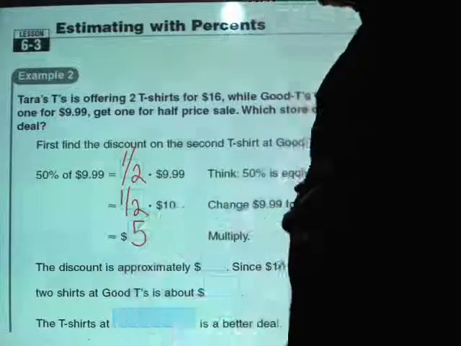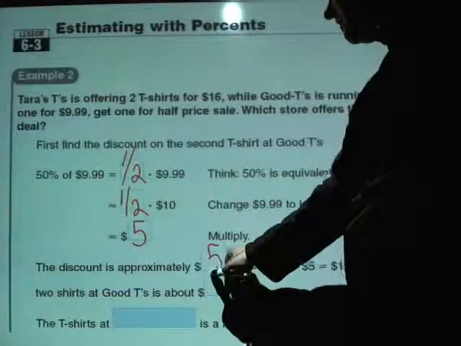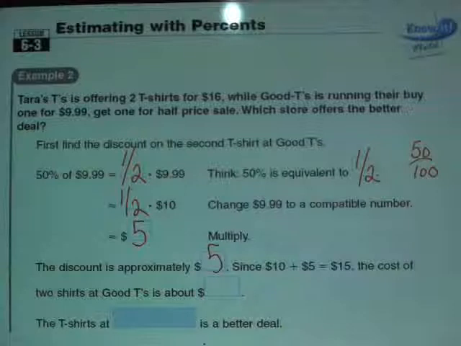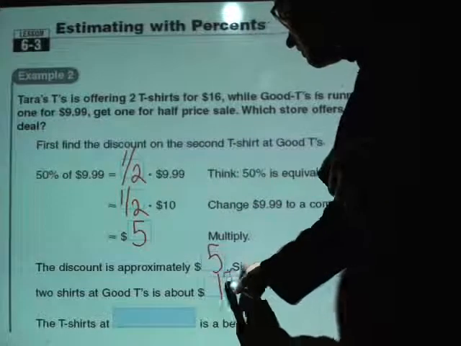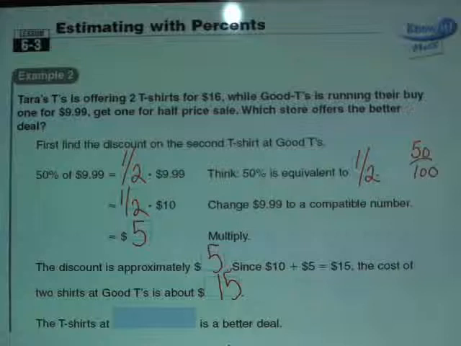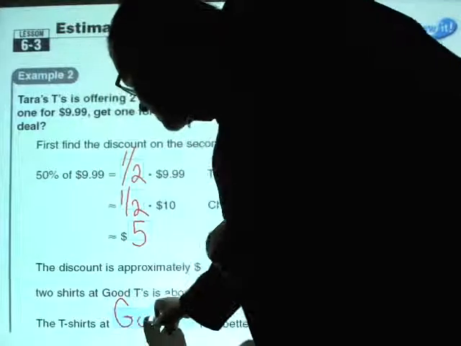So that means the discount there is approximately $5. We would normally pay $10 for that second shirt, but because I'm getting that second shirt at half off, I'm only paying $5. Now, my total price then at Good Tees is going to be 10 plus 5. 10 plus 5 is going to be 15, so the cost of 2 t-shirts at Good Tees is going to be about $15. So I now know that at Tara's I'm going to get 2 shirts for 16, while at Good Tees I'm going to get 2 shirts for 15, so the t-shirts at Good Tees ends up being a better deal.